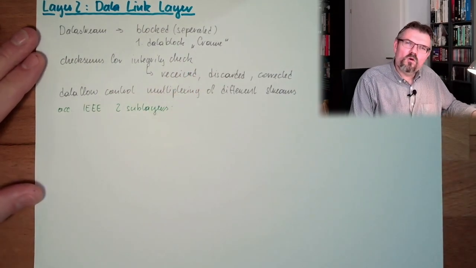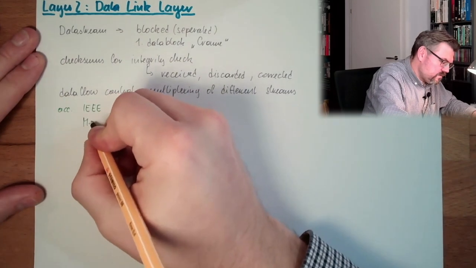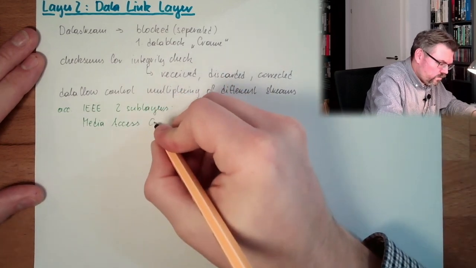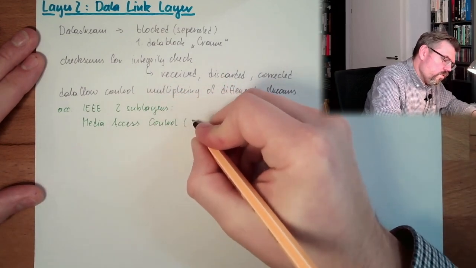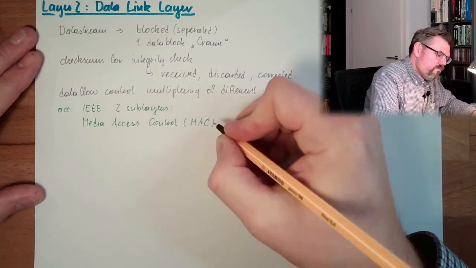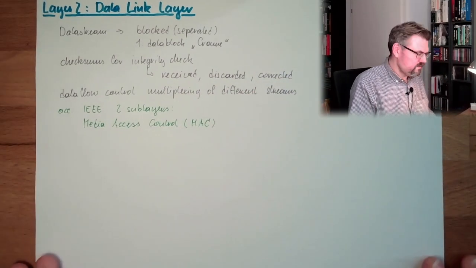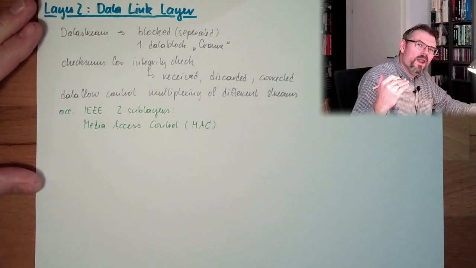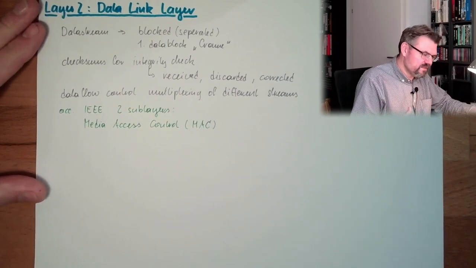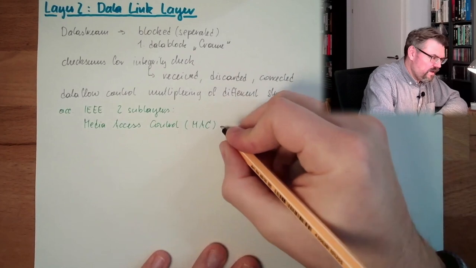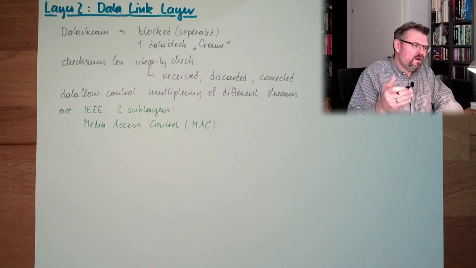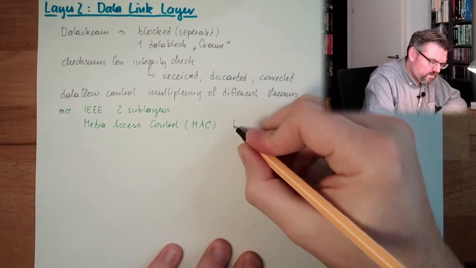One sublayer is called media access control, or MAC for short. Maybe you heard of a MAC address. This is the reason. This is layer 2A, the lower of these two sublayers, media access control. It takes care of media sharing.